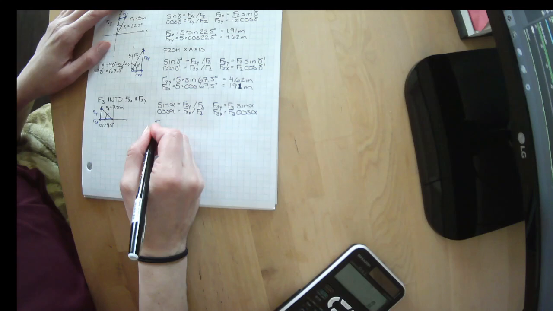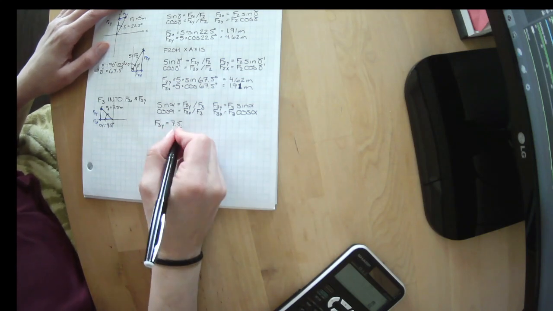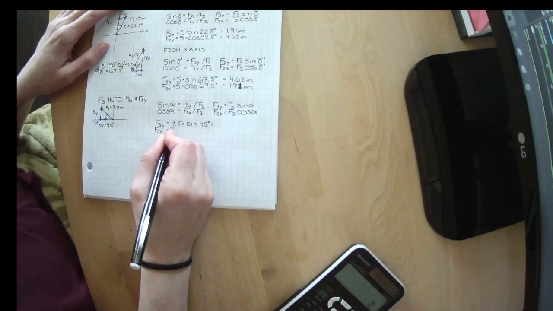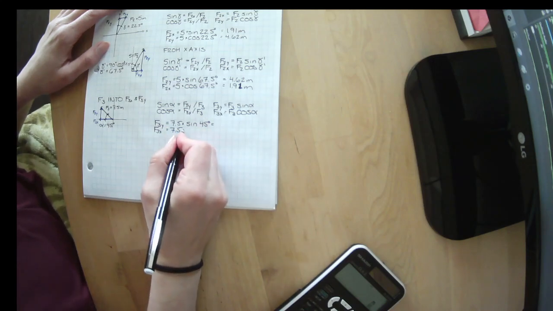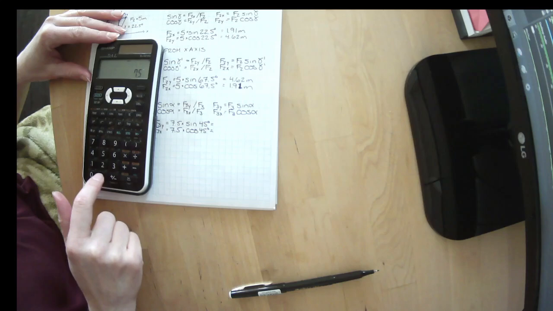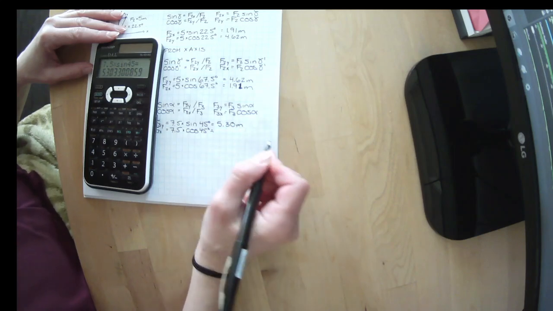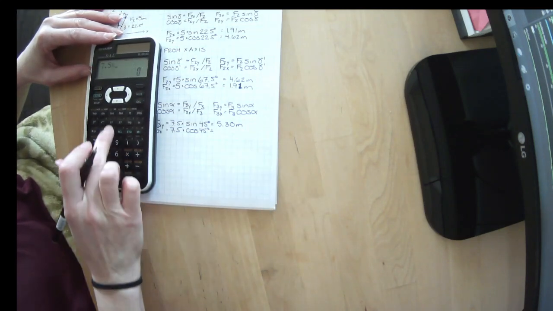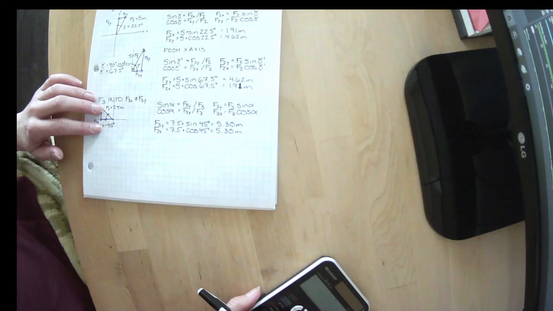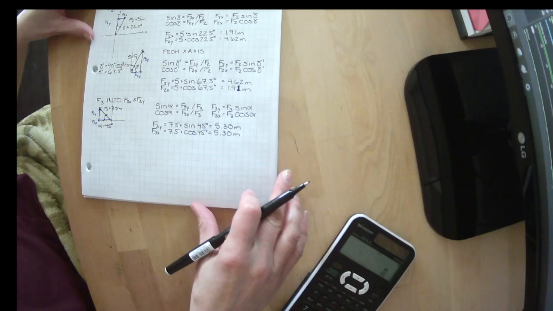So we can fill these in with some numbers. F3y equals F3, which is 7.5 meters, times the sine of 45 degrees, and F3x equals our vector of 7.5 meters times the cosine of 45 degrees. Let's plug these into our calculator. 7.5 times the sine of 45 degrees equals 5.30 meters. 7.5 times the cosine of 45 degrees is also 5.3 meters. So a 45 degree angle means that these two sides are the same magnitude. They're going in different directions, but they have the same magnitude.